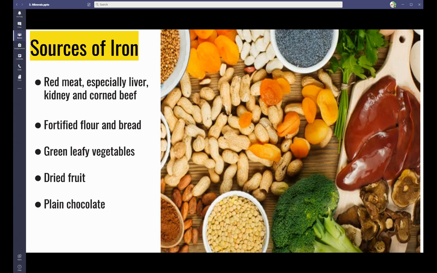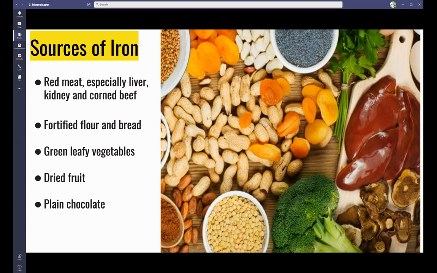Sources of iron, particularly red meat, especially liver, kidneys, and corned beef. However, if you were a vegetarian and you weren't taking these in your diet, then again, fortified flour and bread, green leafy vegetables, dried fruit, and cocoa and plain chocolate will also be high in iron.